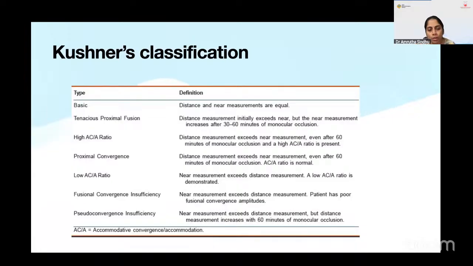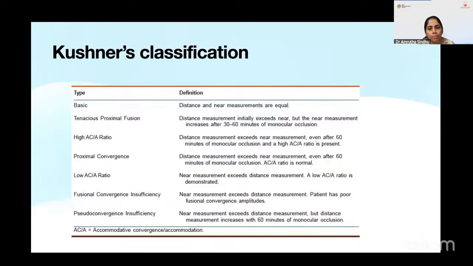So you should recall how the AC/A ratio is measured. Usually it is done by the lens gradient method, using a lens in front of the eye. You measure the near deviation, put a +3 diopter lens, and again do the measurement. The difference between the measurement without the lens and with the lens, divided by the power of the lens, will give the AC/A ratio.